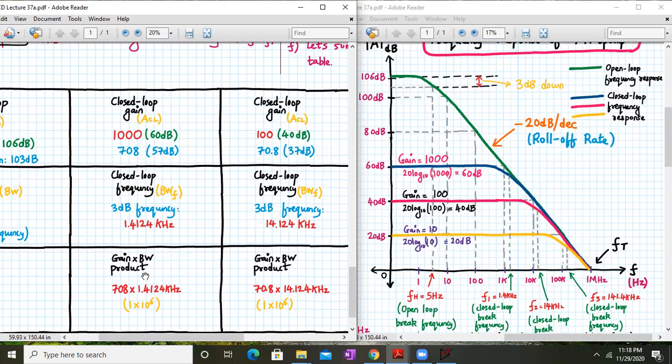We know that the gain bandwidth product is 1 into 10 to the power 6. So from here, knowing the gain, we can easily calculate the bandwidth, and hence the frequency, by the formula: gain bandwidth product, 1 into 10 to the power 6, is equal to the gain, which is 708, times the bandwidth. So bandwidth will be the gain bandwidth product, 1E6, divided by 708.